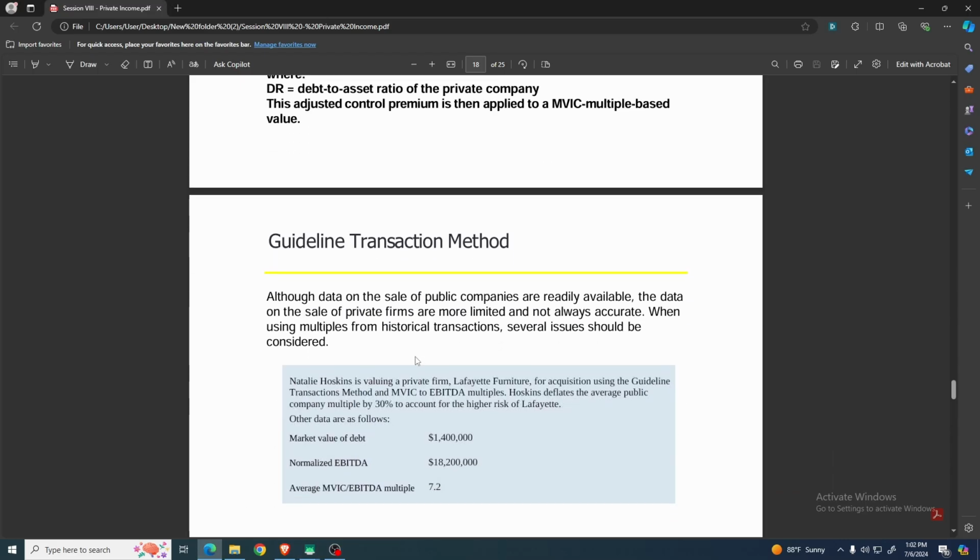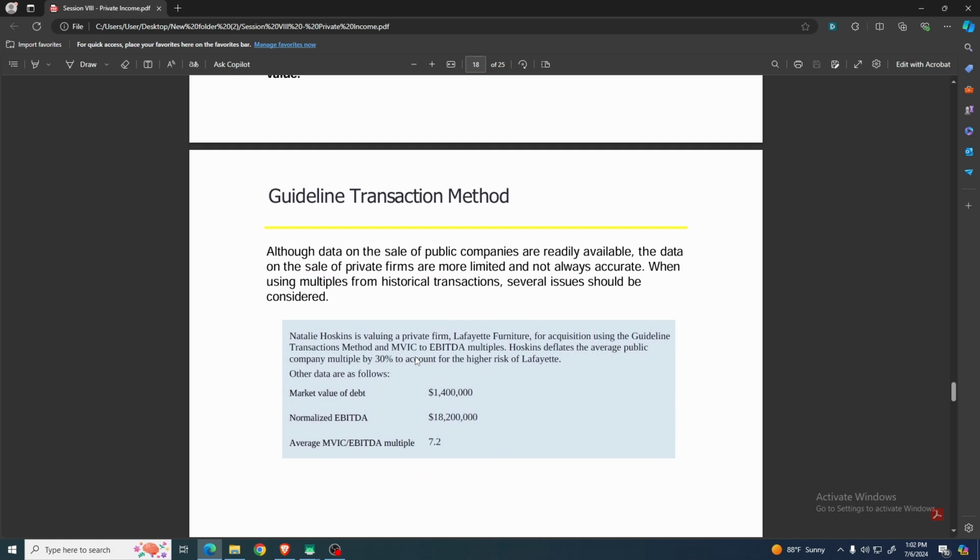All right. And now we come into the guideline transaction method. So the guideline transaction method is again a market approach used to value private companies by referencing historical transactions involving the sale of similar firms. So this method is particularly useful when data on public companies is not sufficient or relevant.